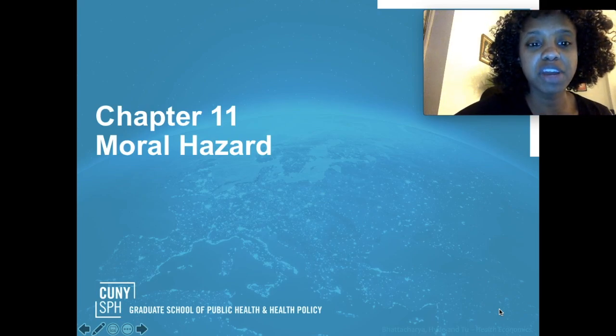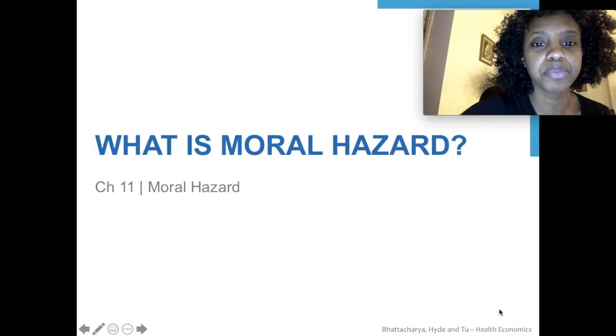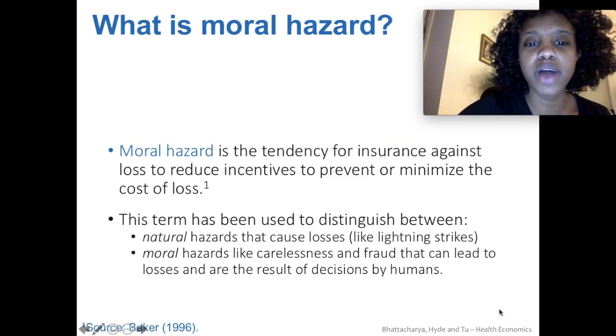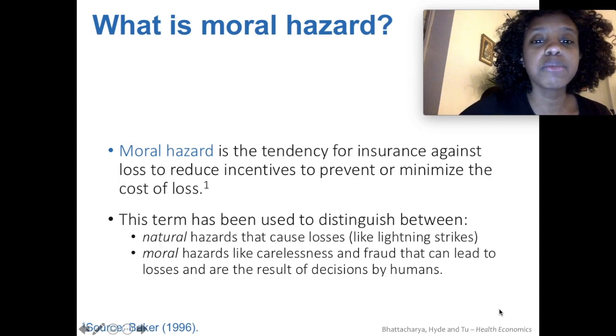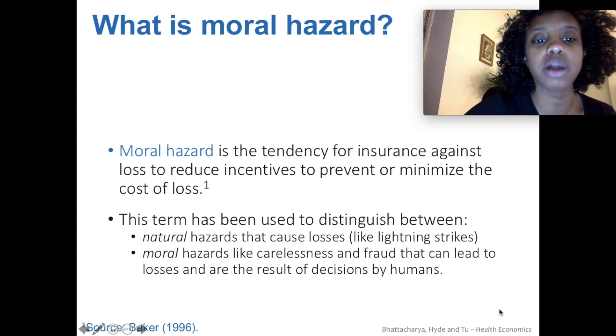This week we're going to be talking about moral hazard and also reviewing for your upcoming midterm. So what is moral hazard? Moral hazard can be defined as a tendency for having insurance against a loss to reduce your incentive to prevent or minimize the cost of that loss.